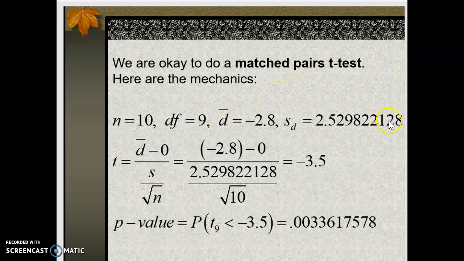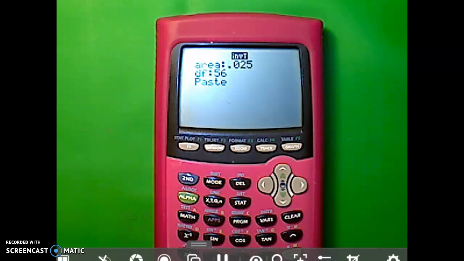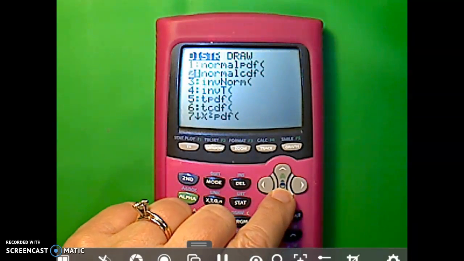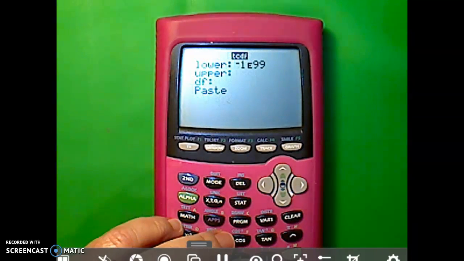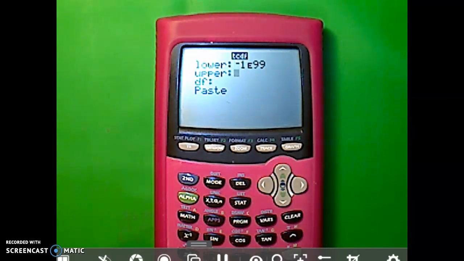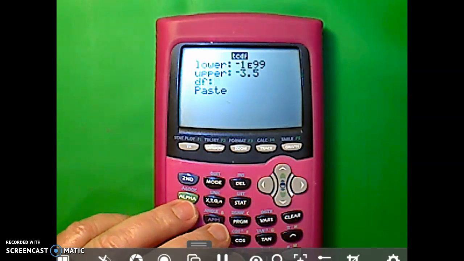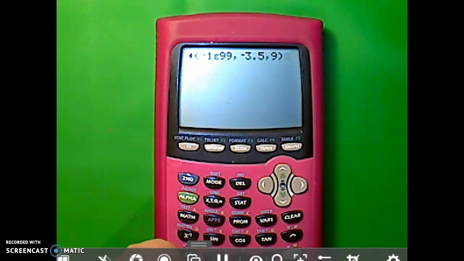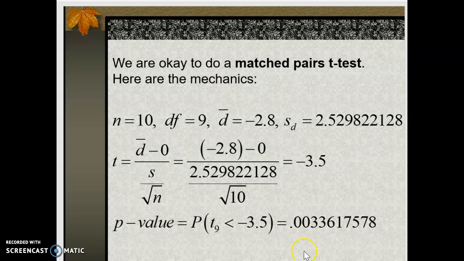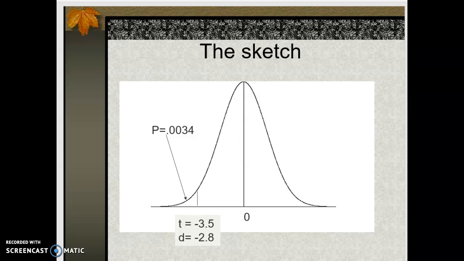If you want to be more precise with this, the calculator can certainly be the route to take. To get a more precise value, we would need to use tcdf, so second distribution, tcdf, number 6. The lower boundary, I'll just keep that in there for a super low number. The upper boundary, -3.5. Degrees of freedom was 9. And we plug that in, and there's the value that we had. 0.00336 and some change.